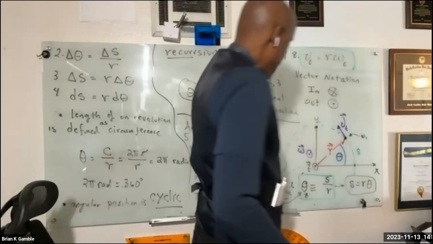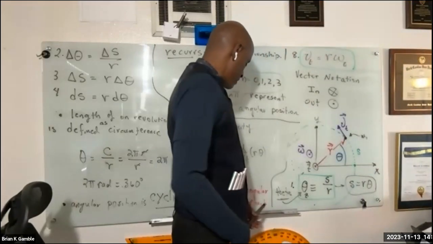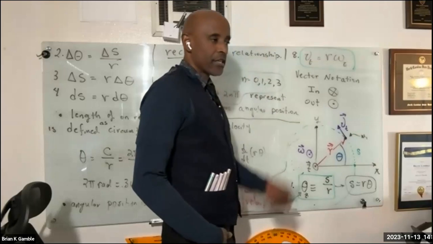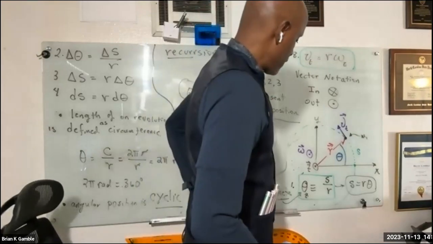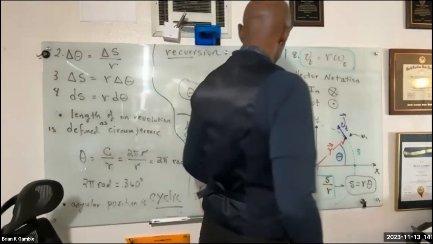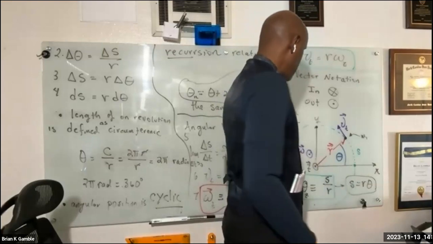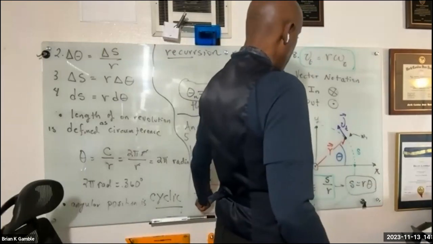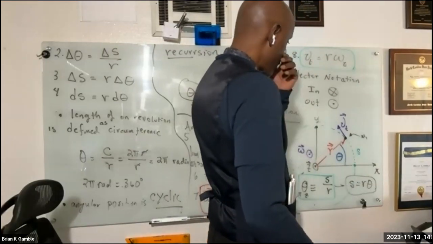And of course, now that we have this definition for omega, we just need to take another derivative, the second derivative of theta, excuse me, or the first derivative of omega gives you the angular acceleration.